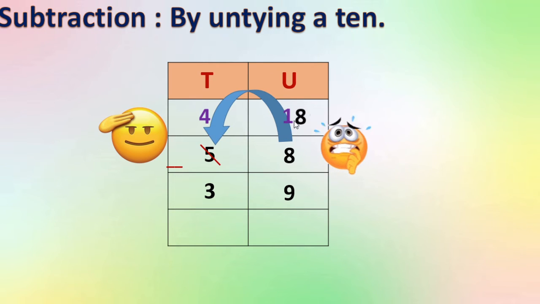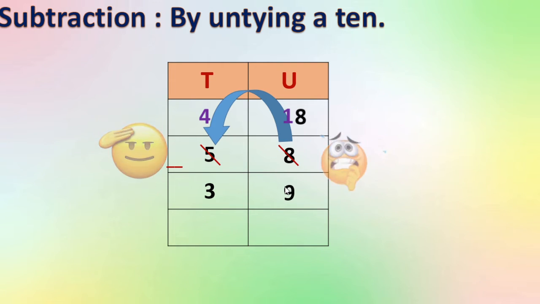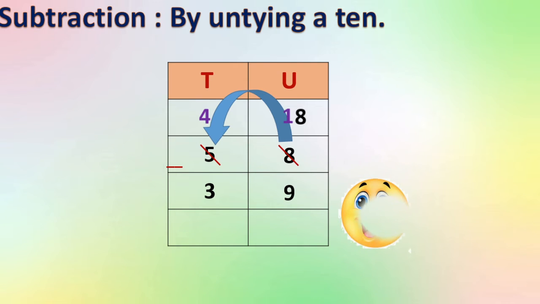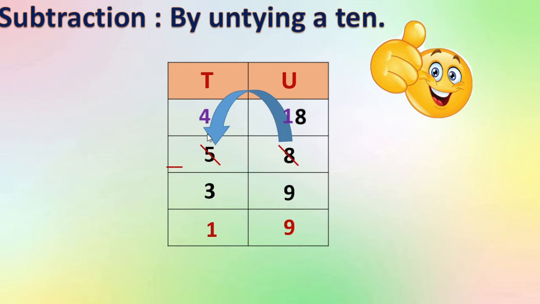Now it is very easy to do 18 minus 9, isn't it? See, 18 minus 9 is very easy. So we got 9, and 4 minus 3 is equal to 1. Here these two numbers are cut and we got new numbers, that is 18 and 4. Got this, children? Thus our sum is over.